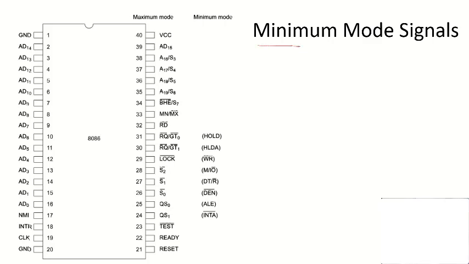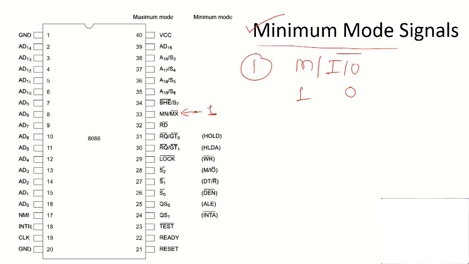Now we have the minimum mode signals. Whenever this pin is set at 1, it means the microprocessor will work in minimum mode, single processor. The first minimum mode signal is M/IO bar. M is for memory, IO means input output. Whenever this is 1, it means memory related operations only, and whenever it is 0, it means input output related operations are performed only.